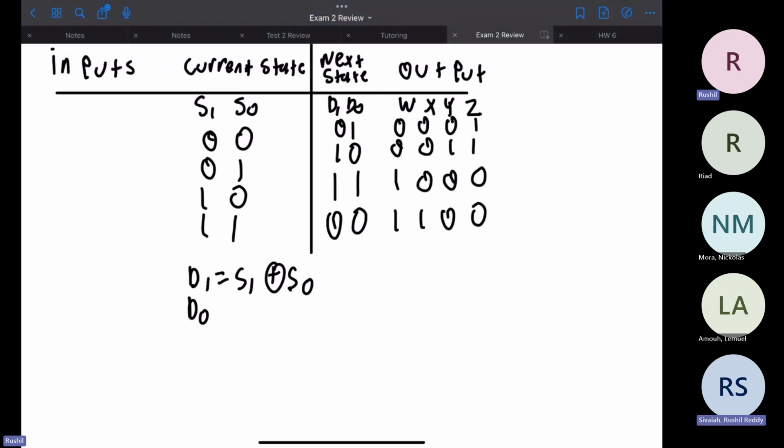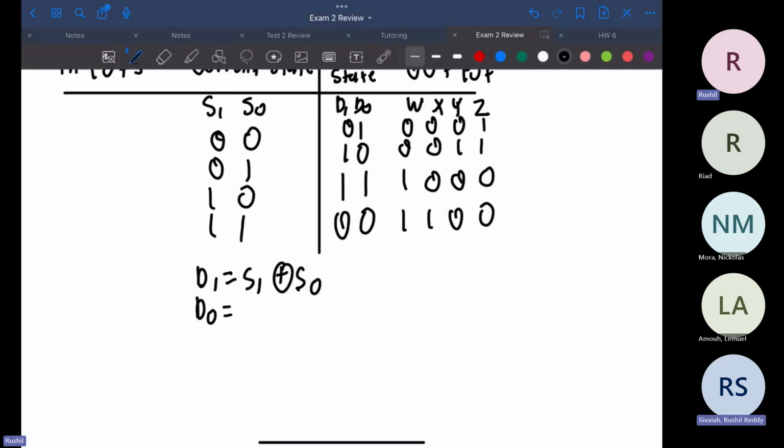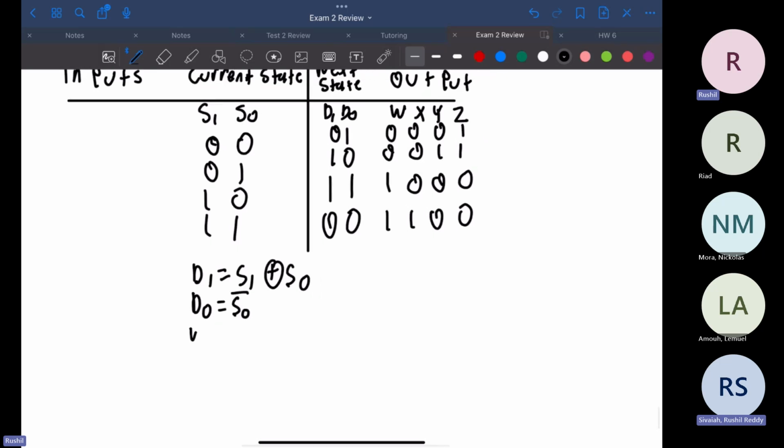Did anybody ask any questions? No, we're good. Okay. So for D0, what do you think the simplest value is? Isn't S0 just inverted? D0 is equal to S0 not. Yep, that's what I meant. Then what about W? Similar to what he said? S1. Yep.